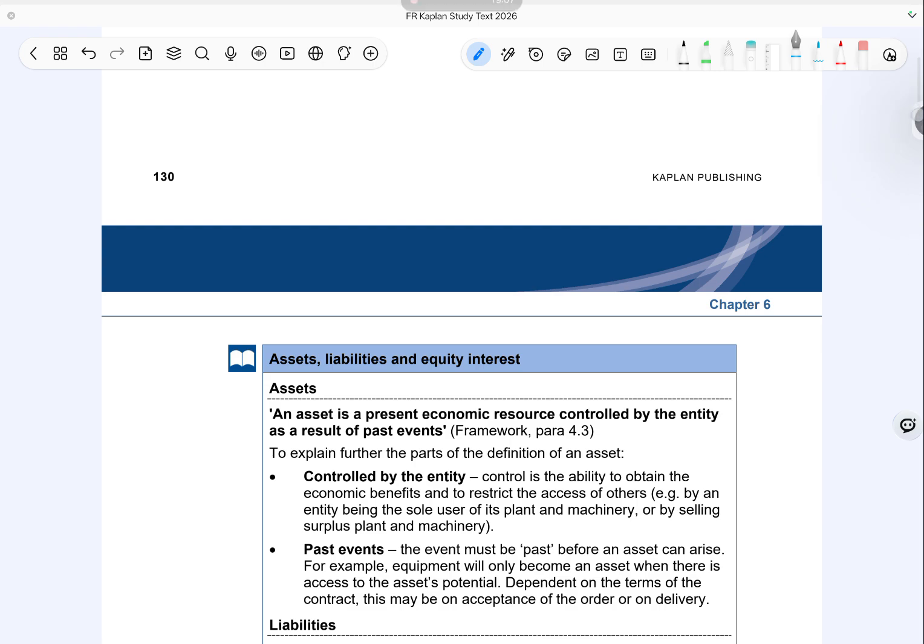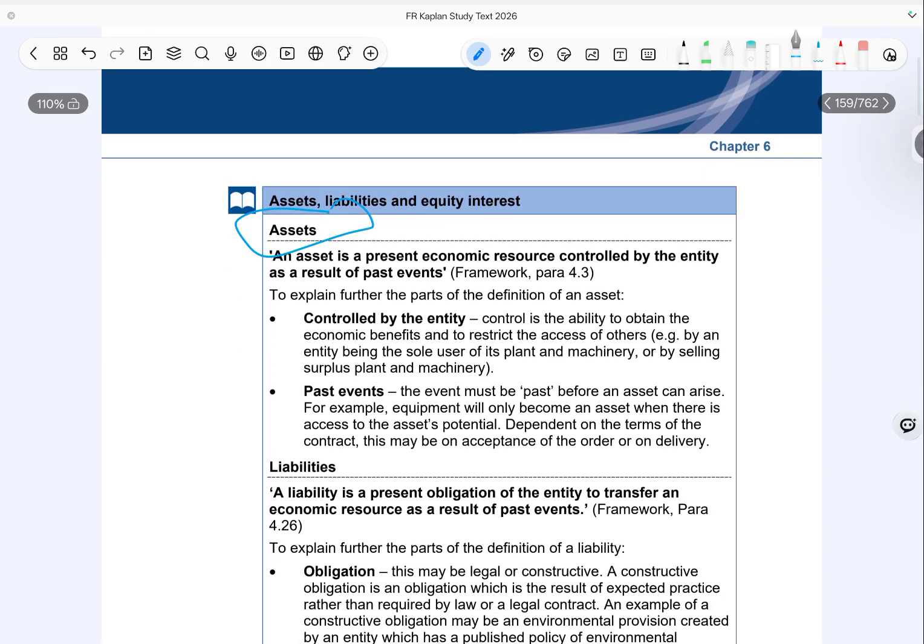Okay, so let's talk about the breaking down of definitions. First is your assets. We already know that the definition of an asset is a present economic resource controlled by the entity as a result of past events. Now let's understand the important words in that definition. Controlled by the entity. The key word here is control, not ownership. Control means the company can use the asset to earn economic benefits and prevent others from using those benefits.